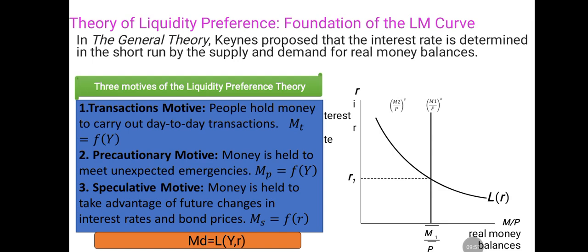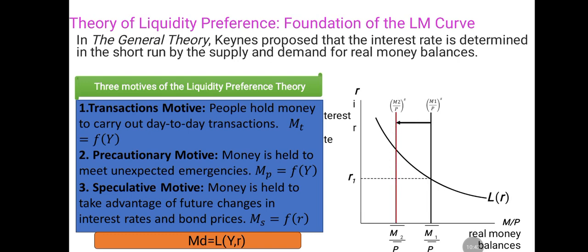Speculative means people hold money for business investment, which is based on the interest rate. So money demand is a function of income and interest rate. Look at the diagram. The money supply is a constant here, M1 over P1, a vertical line, while the money demand curve is negatively sloped. Money demand has a positive relationship with income, while money demand has a negative relationship with the interest rate, so money demand is negatively sloped.